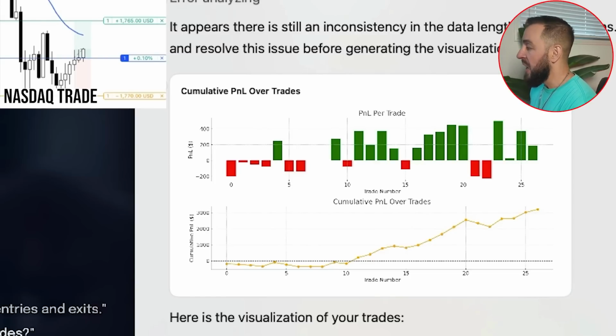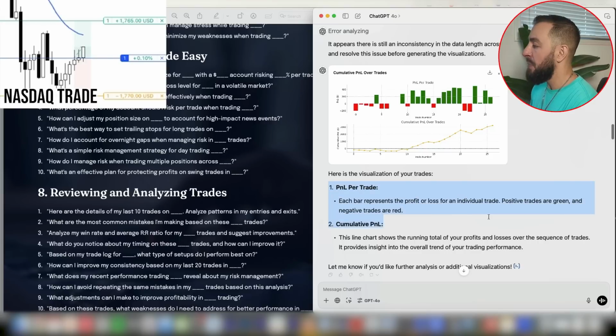This is so cool. So we've got two charts, a line chart and a bar chart there, and it's breaking it down here. Each bar represents profit or loss for individual trades. Positive trades are green here, negative, red, and then the line chart is the cumulative P&L. As you can see, rising over time, that's a good sign. The line chart shows running total of your profits over the sequence of trades, which is awesome.